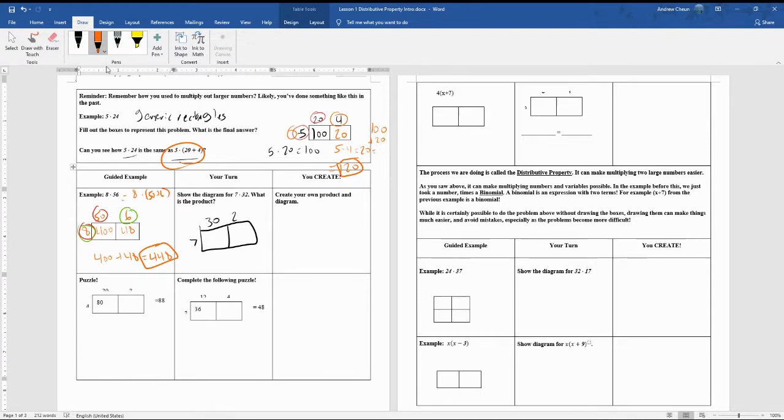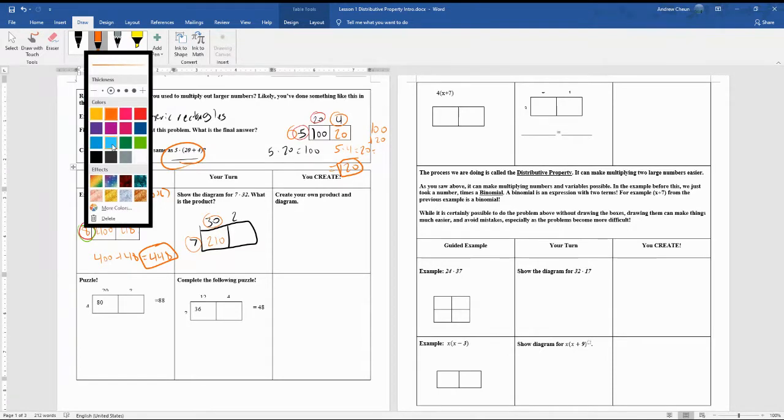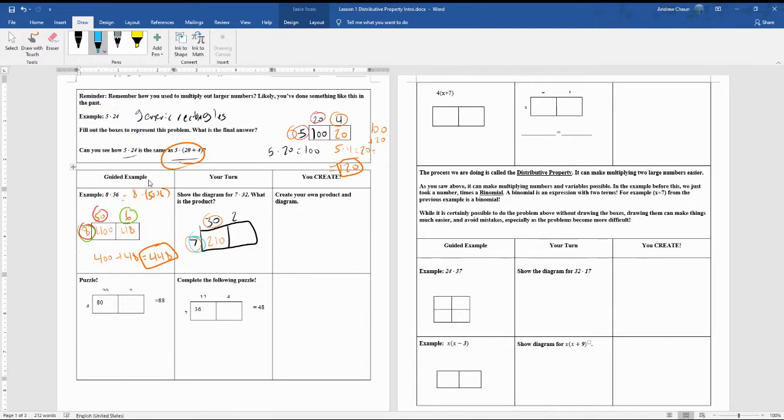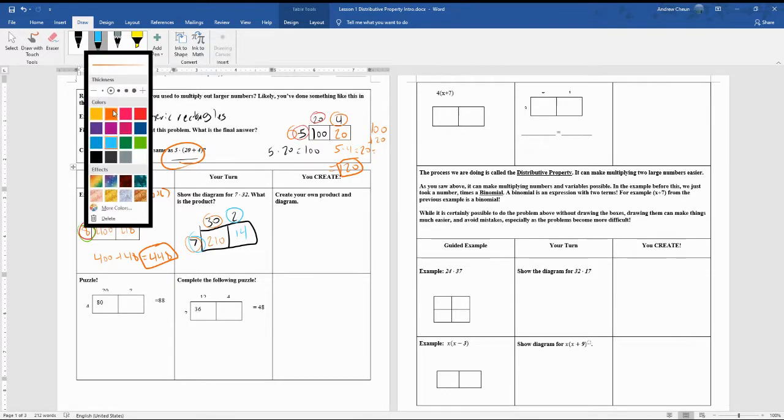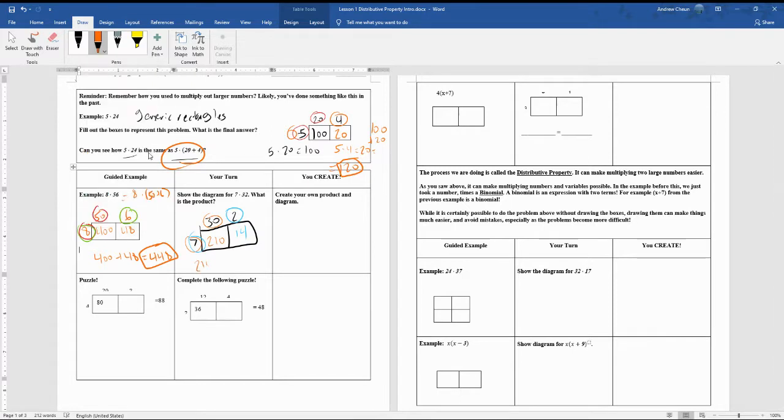So 7 times 30, I'm going to do this in orange. If we plug that into our calculator, we get 210. And then I'm going to do the 7 and 2 in blue. 7 times 2, a lot easier. It's going to be 14. And so totally, when we add these two numbers up together, 210 plus 14, we get 224 as our answer.